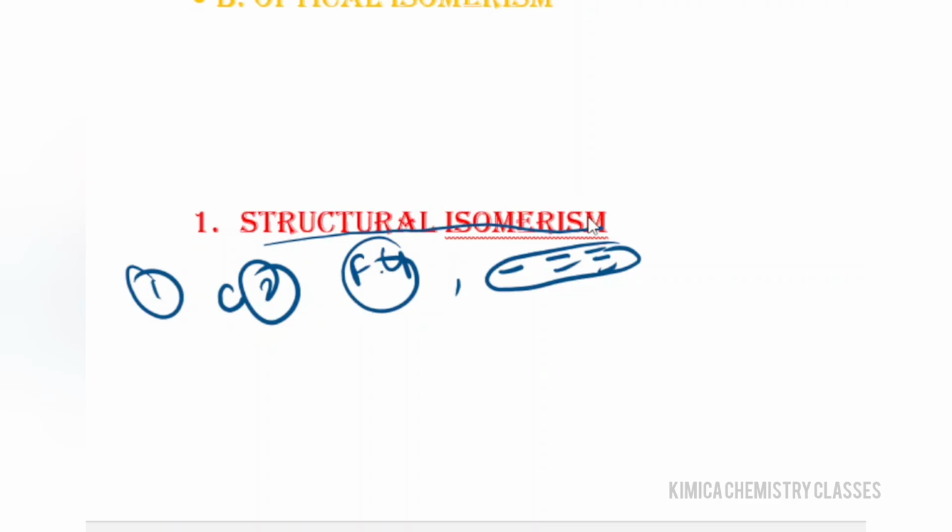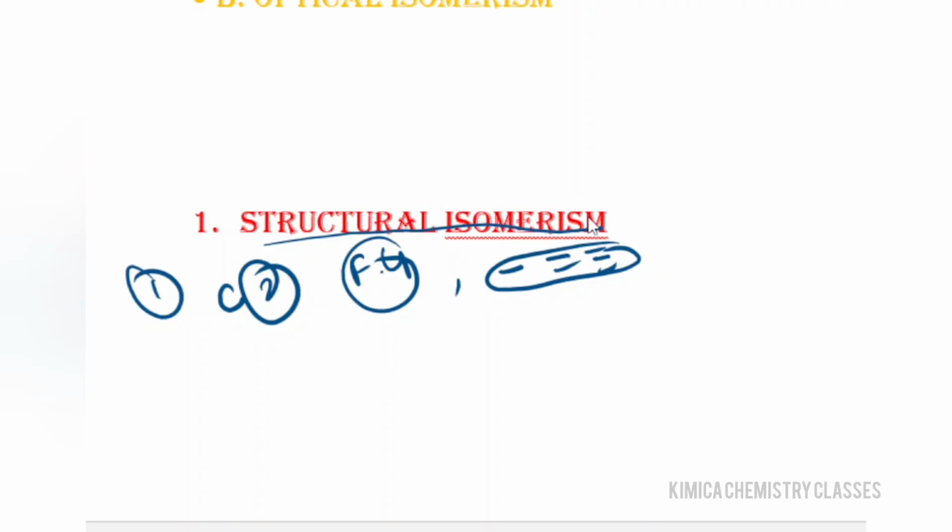The third isomerism is functional isomerism. From the name, they differ in the functional group. The fourth one is metamerism. They differ in the groups attached to the functional group.